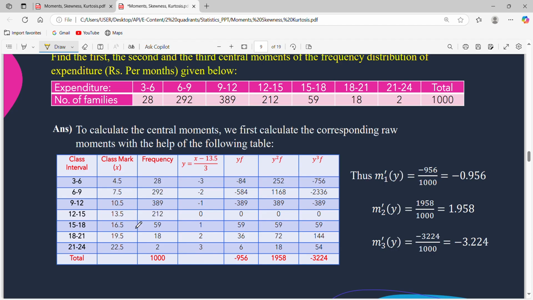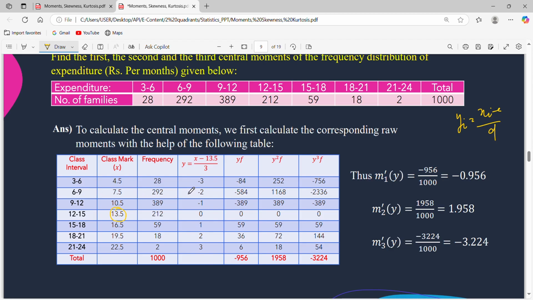Next thing, which is very important, is the change of scale property, yi equal to xi minus c by d. So what is the value of c here? Just see. This is the middle point, 13.5, so c equal to 13.5, and the difference is 3, so divided by 3, so we get minus 3, minus 2, minus 1, 0, 1, 2, 3. Okay, so these four columns are done.